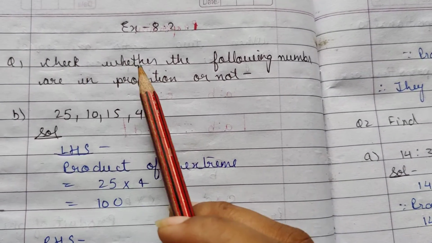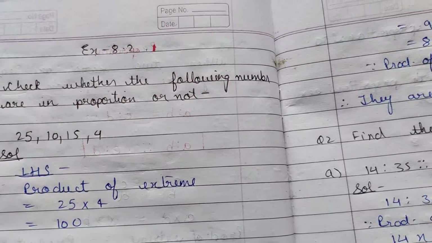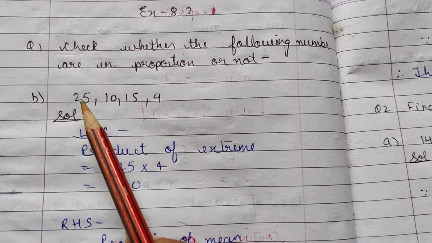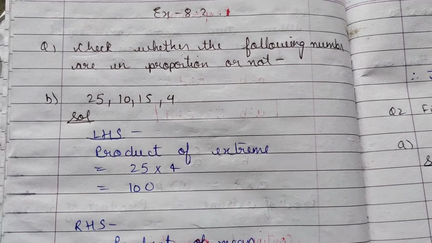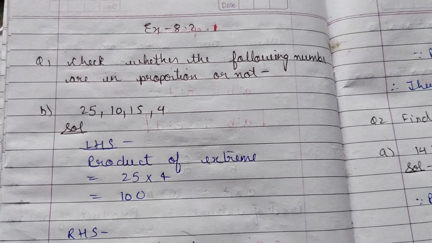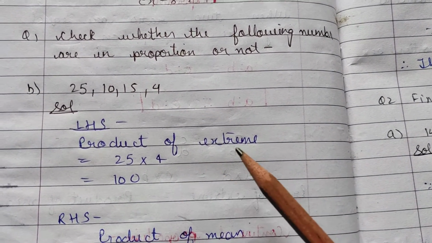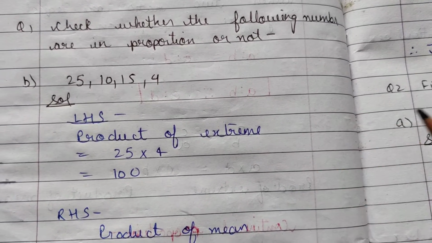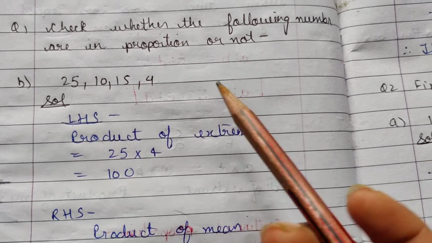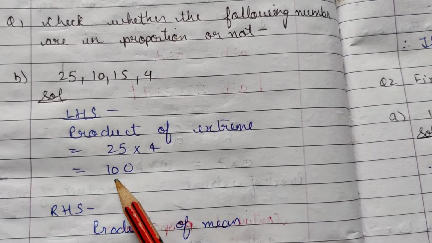First question says, check whether the following numbers are in proportion or not. Again, as I told you earlier, to check if the numbers are in proportion or not, 4 numbers are given, which are 25, 10, 15, 4. To check this, we will find the product of extremes and product of means separately in LHS and RHS, and if the products are the same, we will say that yes, they are in proportion. If the product is not the same, we will say they are not in proportion. So starting with LHS, we have to find the product of extremes. Extreme means the outermost numbers, so product of extremes is 25 into 4, that will be 100.